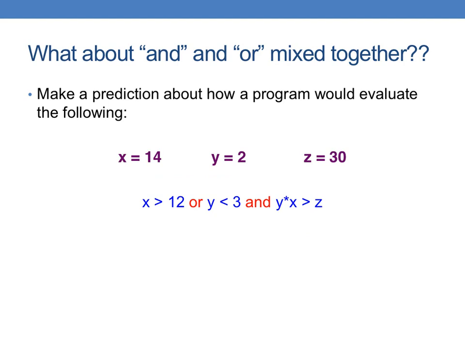Now where these start to get a little bit tricky is when we mix ands and ors together. So ands and ors work differently. So what I'd like you to do is just take an educated guess. Think in your brain, what do you think you do when you have an or and an and in the same statement?